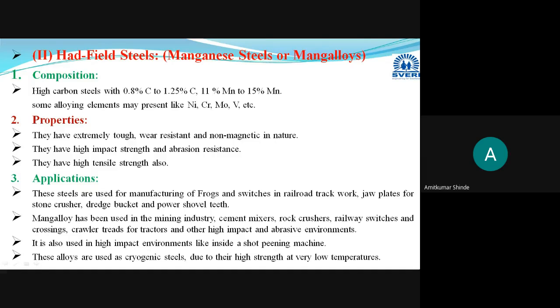You can go through that. Second application point: Mangalloy has been used in the mining industry, cement mixture, then crushers, railway switchways and crossings, and crawler track for tractor. So for the question, yes sir, got it. Then what is the meaning of it, sir, or do I have to explain it? Sir, it is used for farming, sir. No, no, but what is that crawler track?